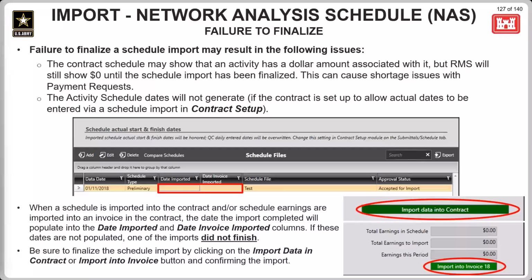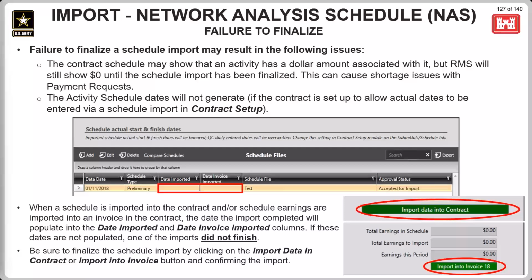Also, the activity scheduled dates will not generate until the import has been finalized. And that's only if the contract is set up to allow actual dates to be entered via a schedule import in contract setup. So if that setting is set, then until the schedule import is finalized, those activity schedule dates are not going to appear.